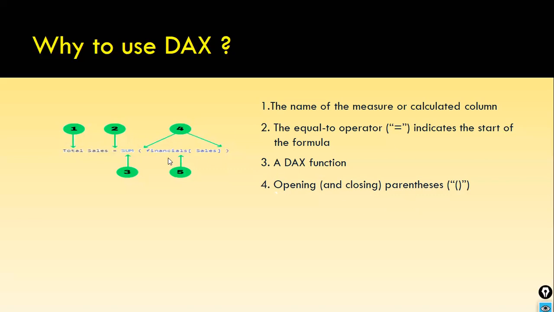And then the fifth one is the column references. In your Power BI Desktop, you might be using more than one table. How will Power BI get to know in which table this column is available? Sales is a column that is available as part of your financials table. You need to specify explicitly the table name, followed by that, use the square bracket. In the square bracket, you specify the column name. It is that simple.